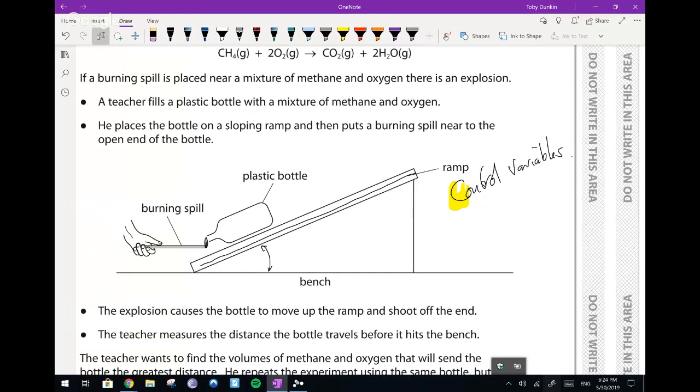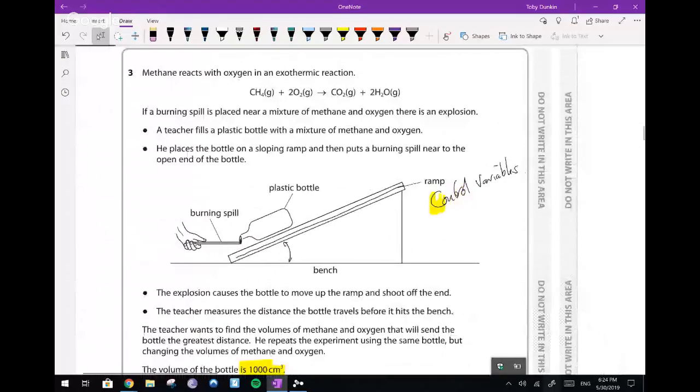Are there any other ones that we'd want to do? Maybe the length of the ramp. Would that matter? Potentially. If it was shorter, it's going to begin its descent quicker. So definitely the length of the ramp. And also the bottle, because if I change the bottle, I might change the opening on the bottle and it would be wider, which would then, of course, change the distance traveled. So a few variables there.